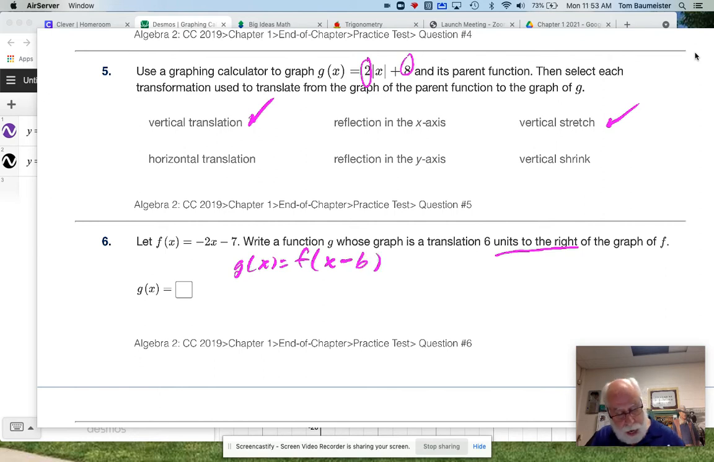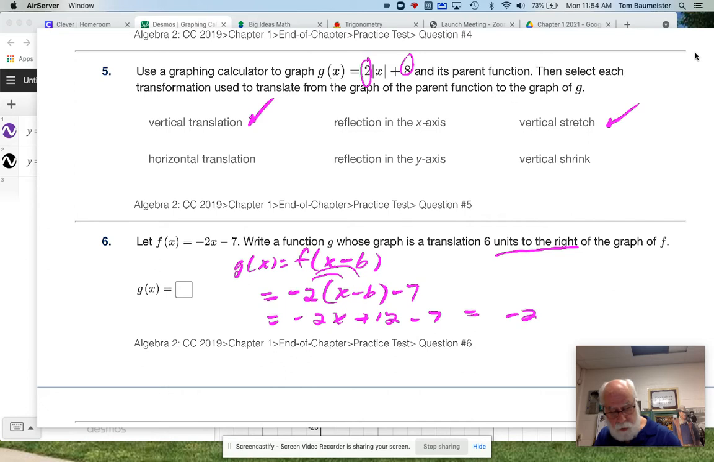So wherever I see x, I'm going to replace it with x minus 6. I'll have that negative 2. And then I'll have x minus 6 minus 7. So now I'm going to distribute that 2 through the parentheses. So that'll give me negative 2x plus 12. Now that I've distributed, I can drop the parentheses, minus 7. And now I'm going to simplify that, and I'll get negative 2x plus 5.